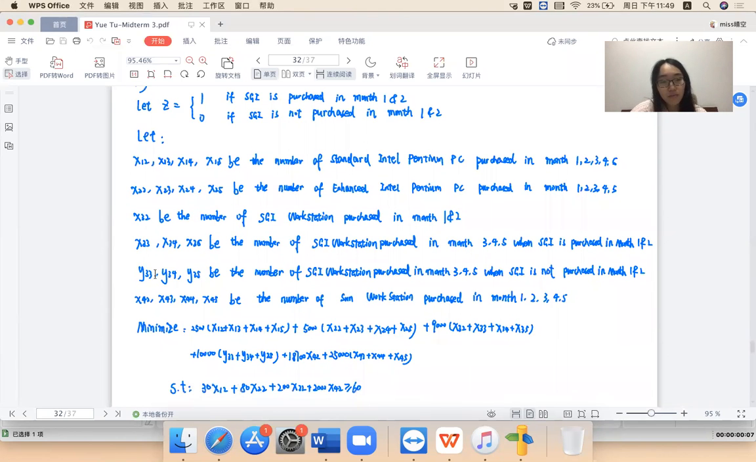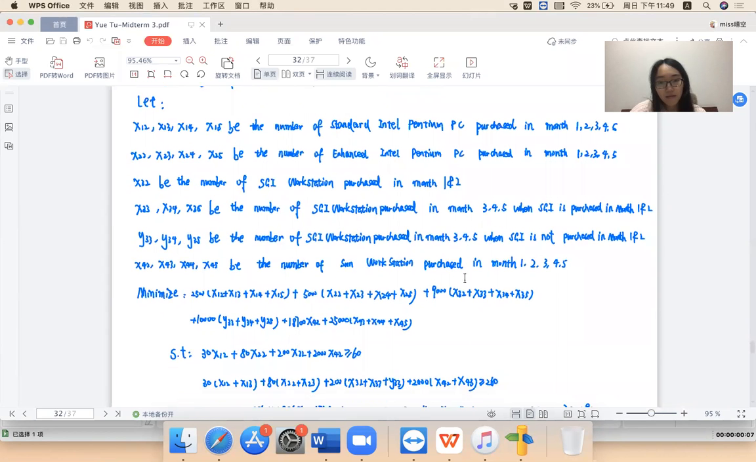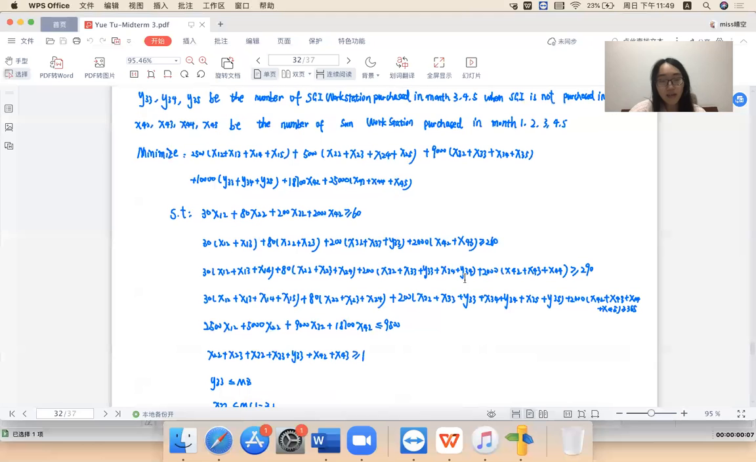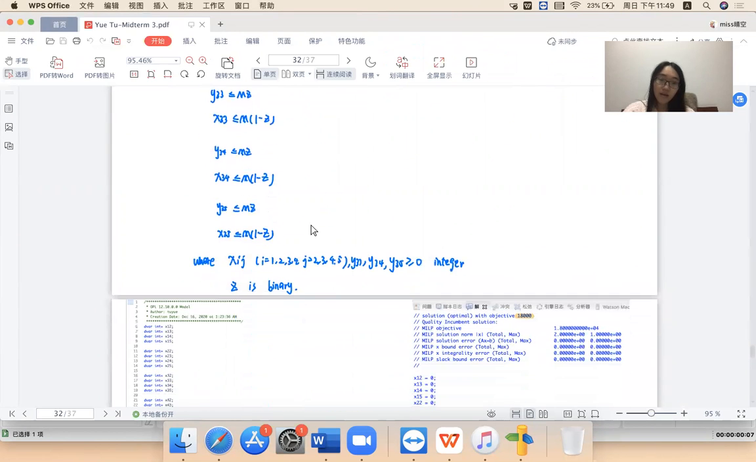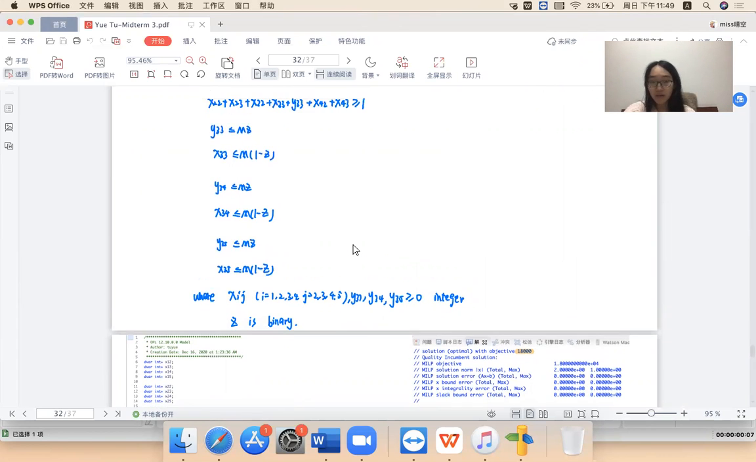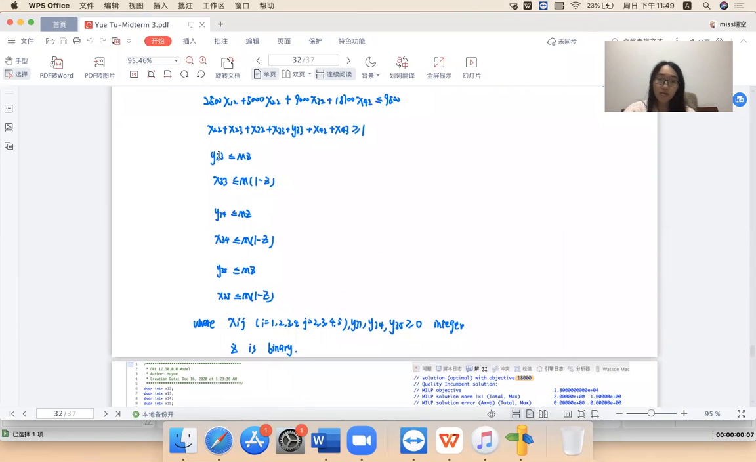Please note that Y33, Y34, Y35 is very important. These two lines. And this is my objective function. This is my constraints. And all xij and all yij are integers, and z is binary. We should also notice that these 6 lines are very important.